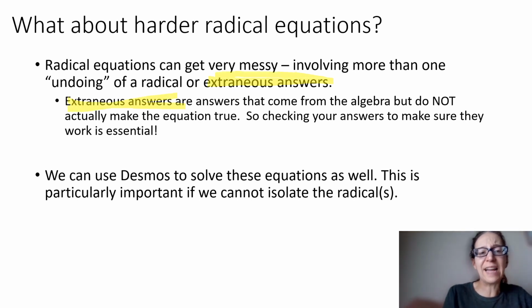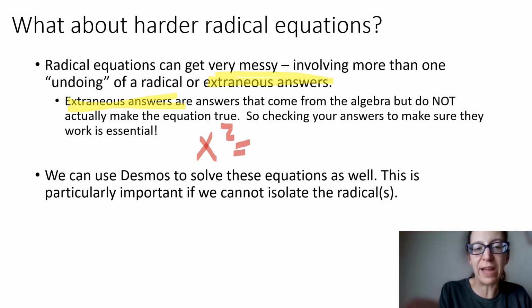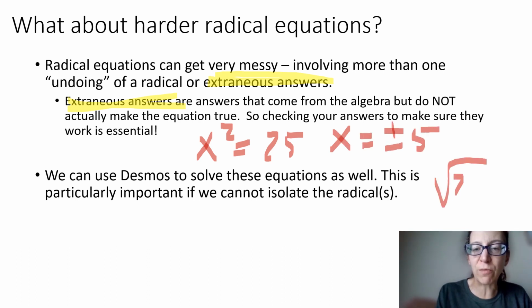An extraneous answer is an answer that comes from the algebra. So it's not a result of you making any kind of mistake. They are legitimate answers coming from the algebra, but do not actually make the equation true. And they stem from this idea: if x squared equals 25, x could be plus or minus 5. But if it's the square root of 25, it's only the positive 5. That's where the extra root comes from.